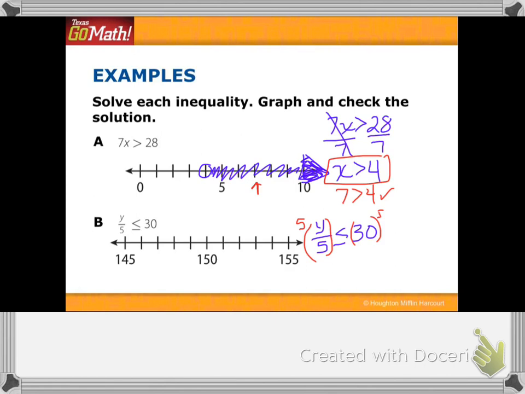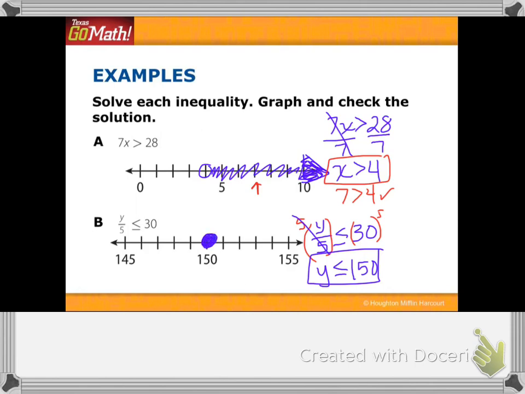On this left side where my variable is, these cancel out. We end up with y over 1, which is just y. 30 times 5 is 150. So y has to be less than or equal to 150. So on my number line, because I have a less than or equal to, it is a closed point.